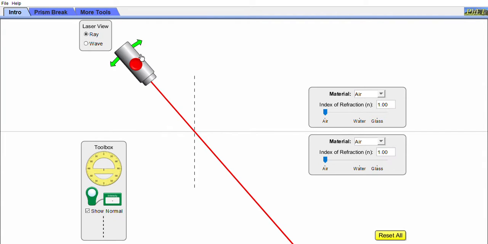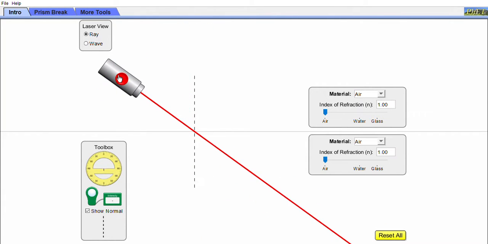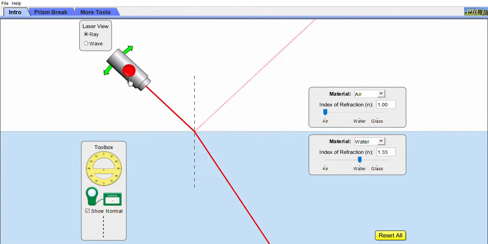So let's look at this simulation. In this simulation, there's a light ray that is passing between two mediums. So now let me change the light ray such that it's passing from air to water. Now what is happening here is refraction.